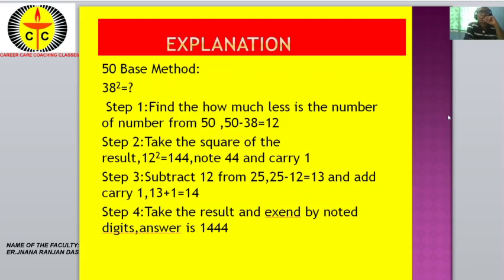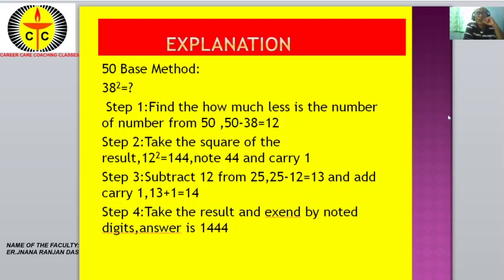First the 50 base method. In the 50 base method, we can find the square of the numbers from 25 up to 75. For example, let us find the square of a number less than 50, suppose say 38.